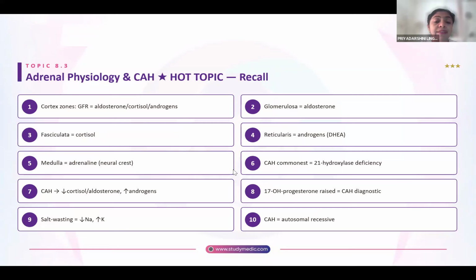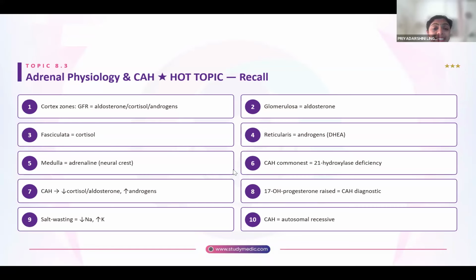So let's try to have a recall of the important topics we just saw in adrenal. We start with the adrenal cortex. Remember the mnemonic of GFR. For glomerulosa it is aldosterone, for fasciculata it is your cortisol, and for reticularis it is your androgen. So these are the three important things you have to remember. Next, going into the medulla, this is where your catecholamines are released, your adrenaline comes from here.